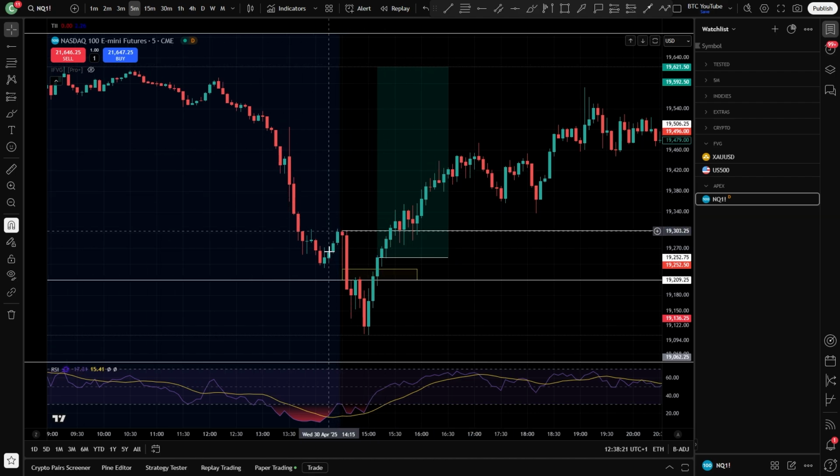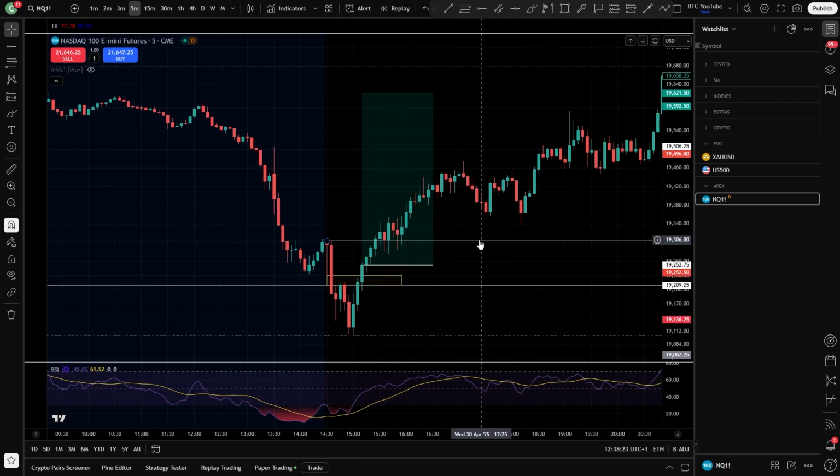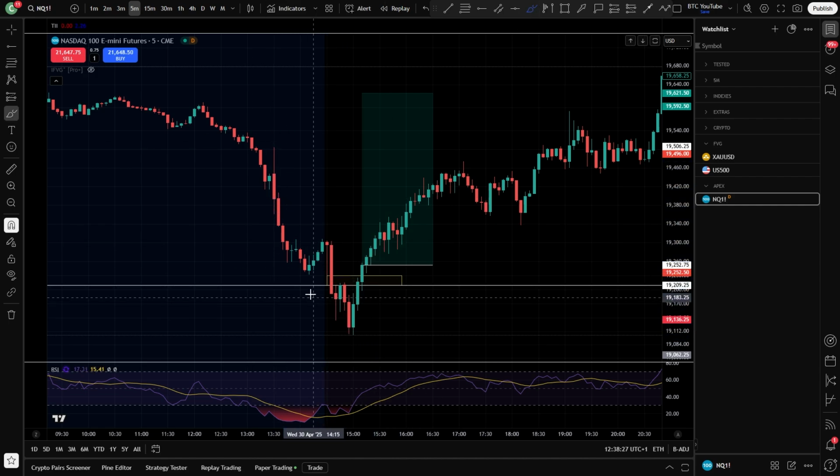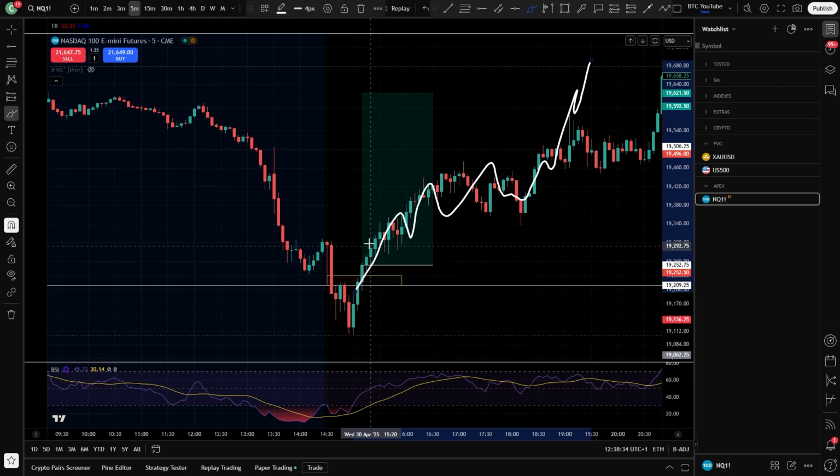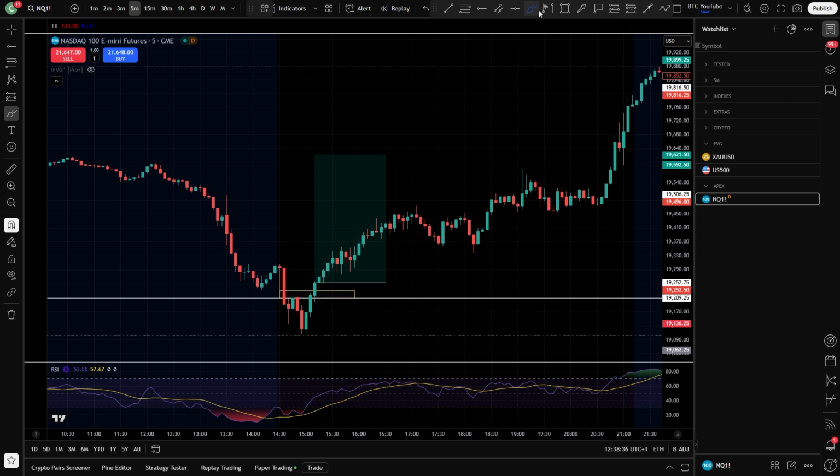You can see here, we formed our inverted fair value gap. Let me just get rid of this. So we've cleanly got our sweep. We come down, we're starting to come back up. On the 5 minute here, got that nice little entry. Basically enter here, and as you can see, pretty much got a really insane trade, to be honest.